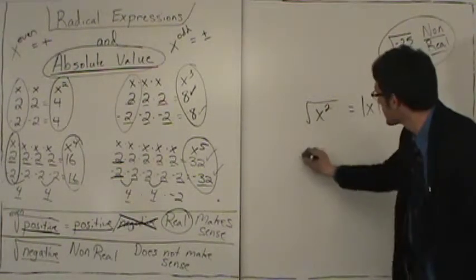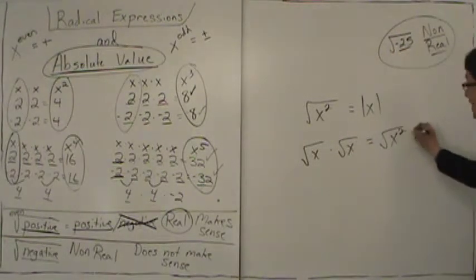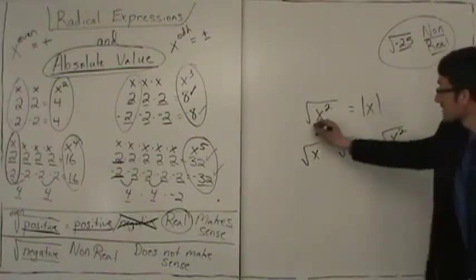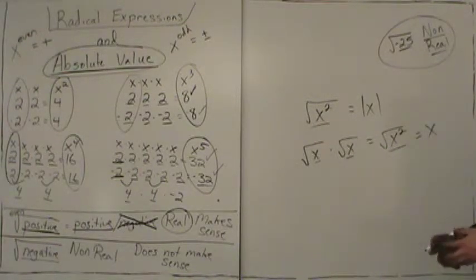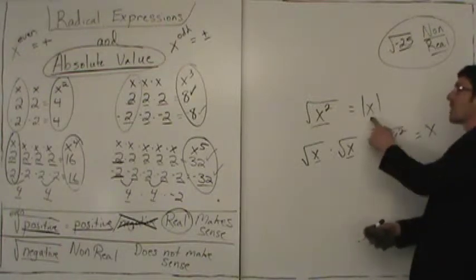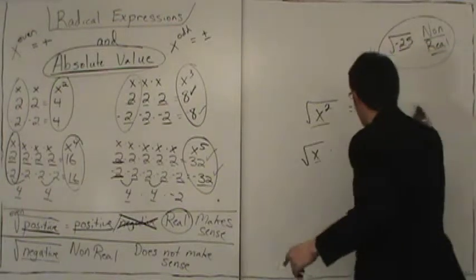Then he turns around and writes this: the square root of x multiplied by the square root of x is the square root of x squared. This looks exactly the same because we can multiply the radicands together, but this is just x. So what is the difference between these two? Why is this absolute value and why is this not absolute value? I'm going to explain why right now.